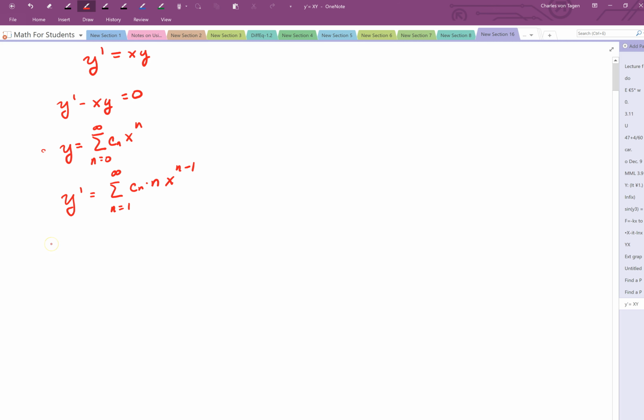So let's now plug both of these expressions, y and y prime, into the original differential equation. So we get the sum from n equals 1 to infinity of Cn times n x to the n minus 1 minus x times the sum from n equals 0 to infinity of Cn x to the n, and this needs to equal 0.